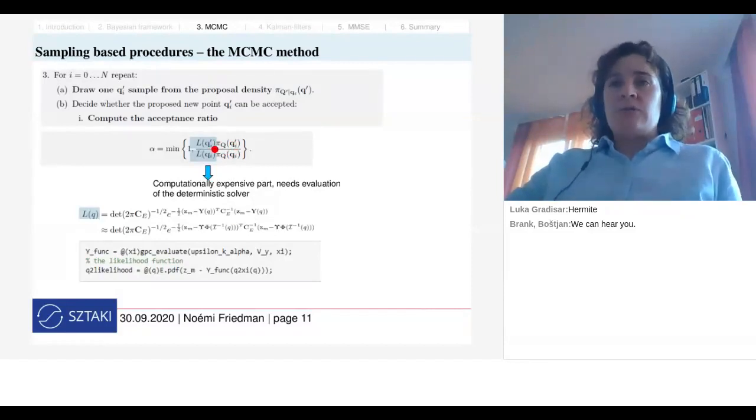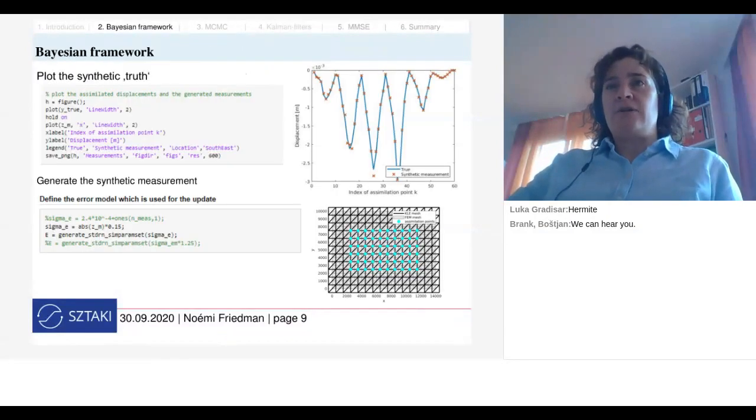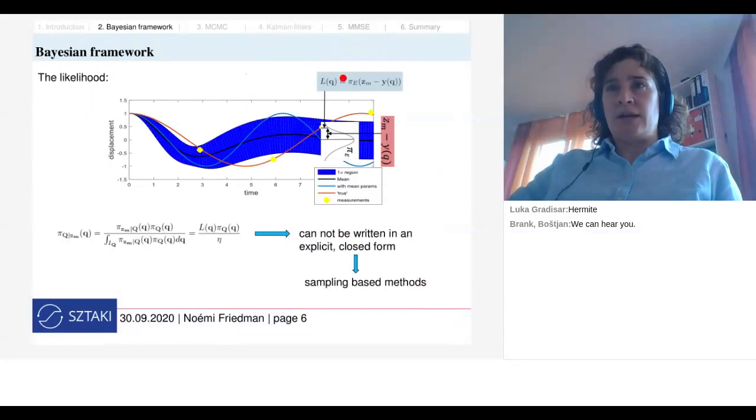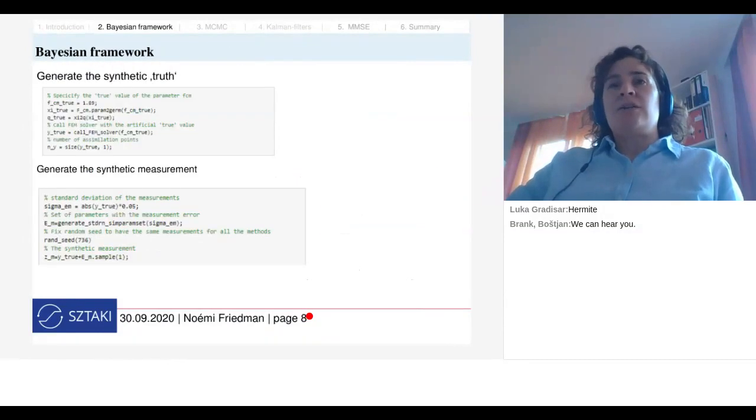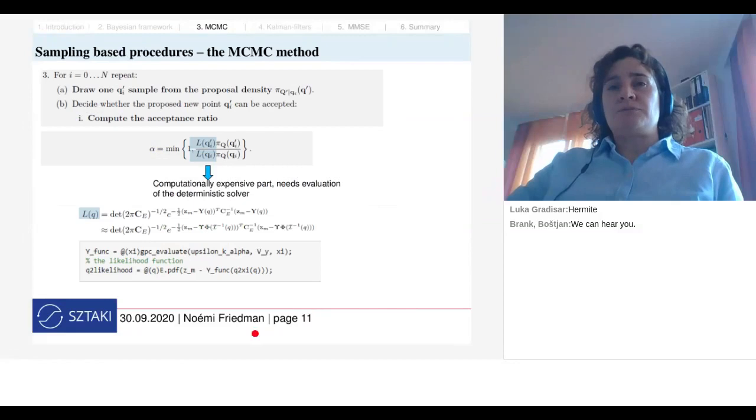Now the likelihood is the likelihood that I actually showed you. I need to use the probability density function of the error. Just a minute, I go back here. So I need the probability density function of the error, and I need the difference between the response computed at the actual value of Q and how far it is away from my actual measurement. Okay, these are the things that I need to compute here.